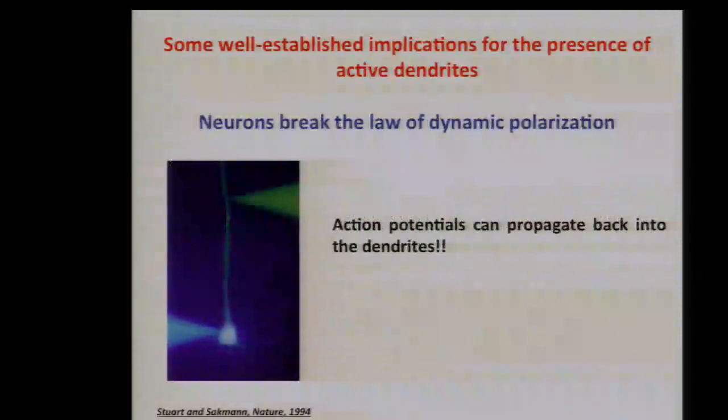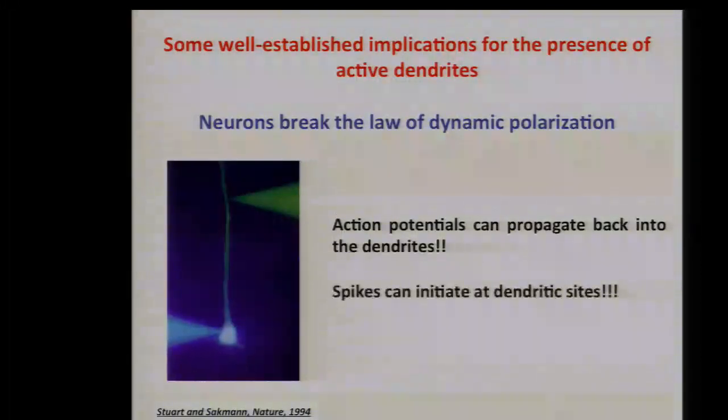Some of the well-established implications for the presence of active dendrites are two. One is that action potentials, which are generated at the cell body, can propagate back into the dendrites. And the second is that the cell body is not the only place where you can initiate spikes. Right? At that point of time, because of the law of dynamic polarization, we assumed that information is going to flow from here into the cell body, and there is never information flow from here into the dendritic structure. So this particular paper, which is the landmark paper that showed there is backpropagation of action potential into the dendrites, showed for the first time unequivocally that you do have information going back and forth. It's not unidirectional flow of information.